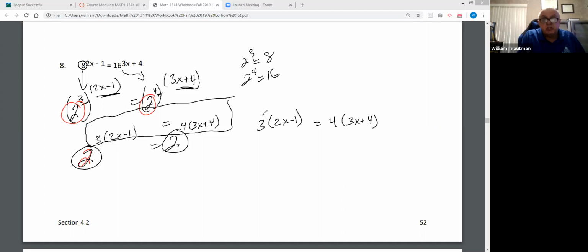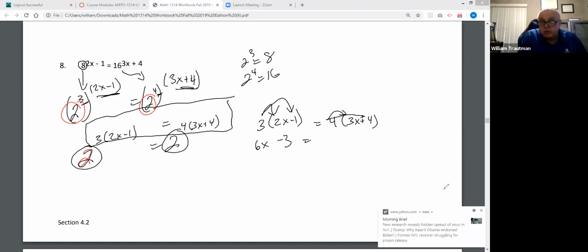Let's distribute. 3 times 2x is 6x. 3 times a negative 1 is negative 3. We're going to distribute here also.